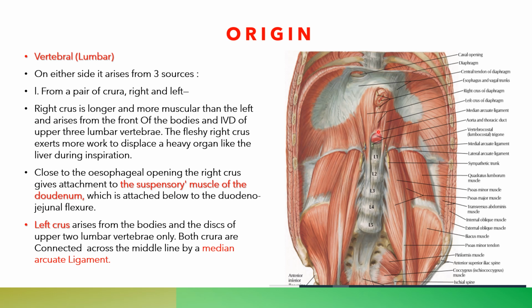So all of you pay attention here. Both the crura, the right crus and the left crus, are connected across the midline by the median arcuate ligament. So this is about the vertebral origin of the diaphragm, that it arises from two crura, the right crus and the left crus. Okay, so the origins you have to remember.